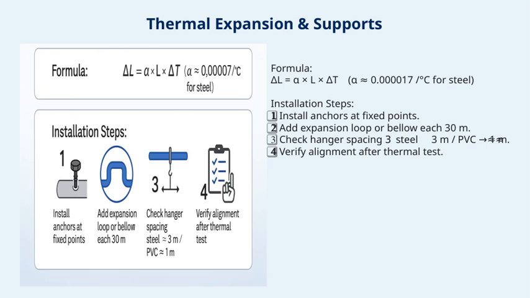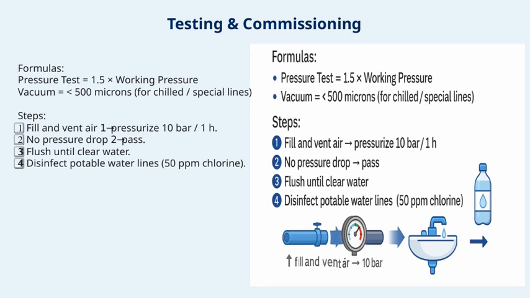Now let's talk about testing and commissioning, which is a crucial part of ensuring our systems are safe and reliable. First, we use specific formulas to guide us. The pressure test, for example, is typically set at 1.5 times the working pressure, giving us a safety margin to identify any potential issues. When it comes to vacuum, especially for chilled or special lines, we aim for less than 500 microns. This helps us confirm that the lines are properly sealed and free of leaks.